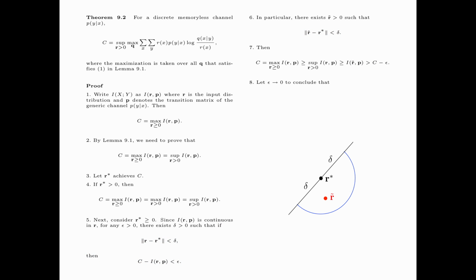In the above chain of inequalities, by letting epsilon go to 0, this goes away, and so we conclude that the supremum of I(R,P) over all strictly positive R is indeed equal to C. This completes the proof of the theorem.